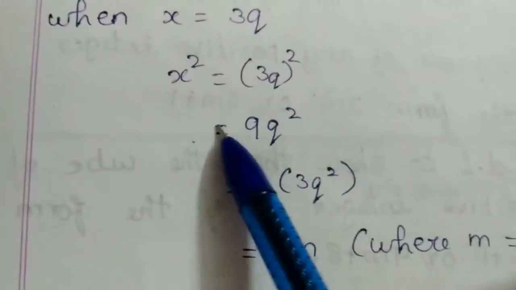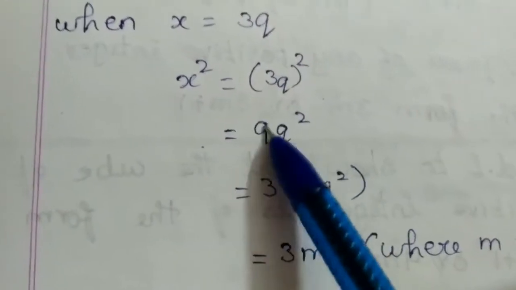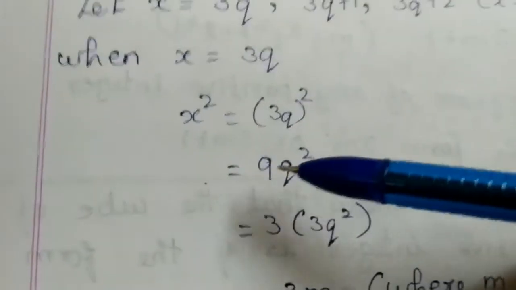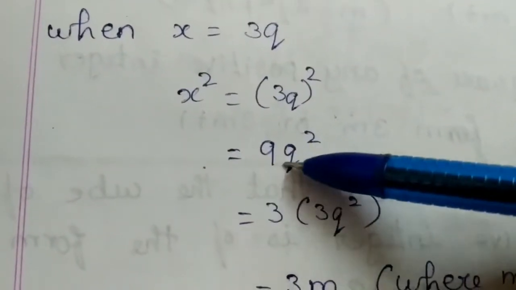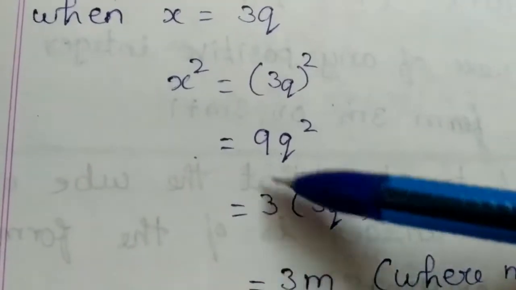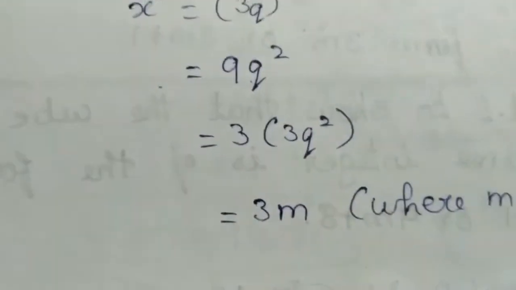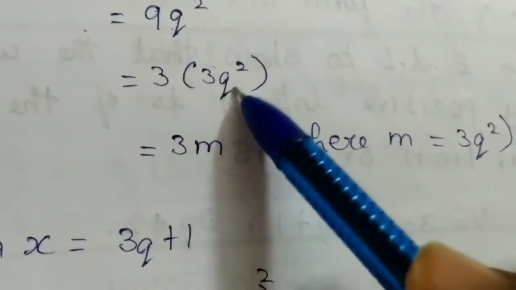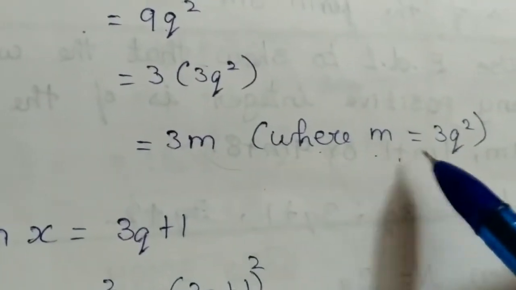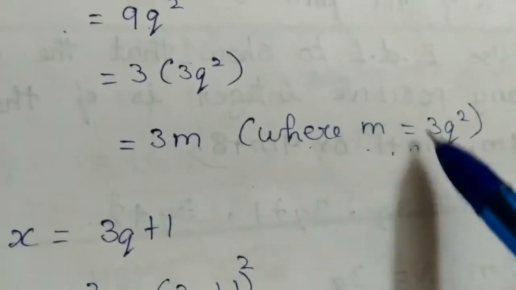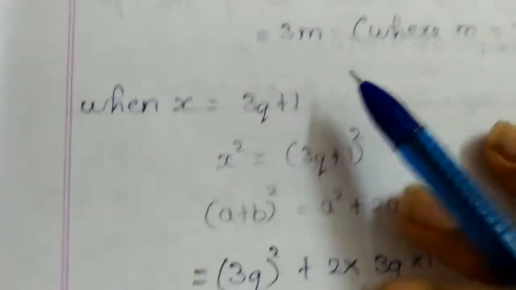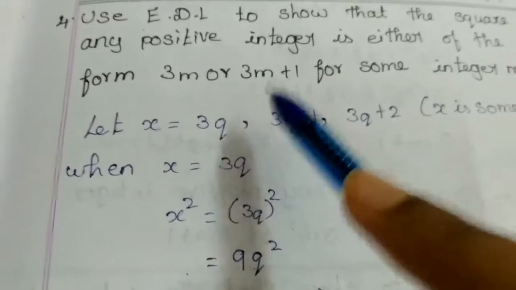What is x square? It is equal to 3 into 3, 9, so 9q square. We will divide the 9 into 3 into 3, that is, we will take the 3 commonly outside. So 3 into 3q square. Here for 3m, the number in the bracket, m is equal to 3q square. This number I take as m, so I keep it as 3m. We got this. We found what is 3m. Next we need to find 3m plus 1.